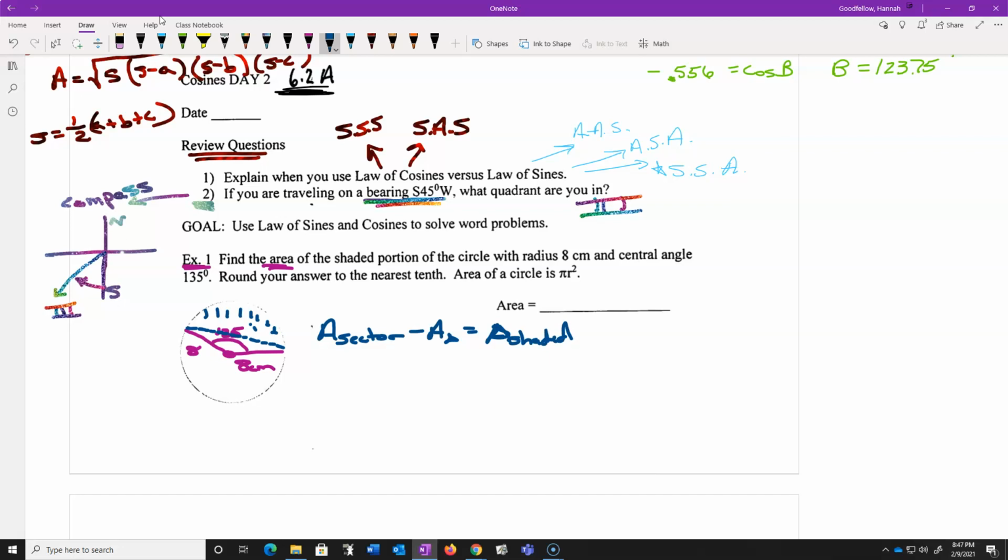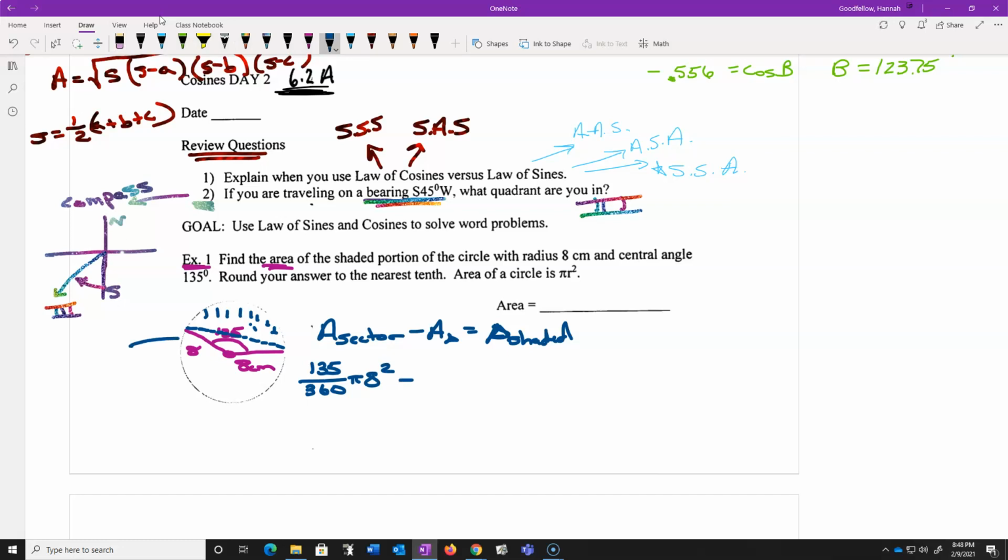A sector is calculated by doing the central angle, 135 divided by 360, because it's only a portion of a circle, times pi r squared. All right, that seems like a pretty straightforward deal here. I'm going to change the r on this one to 8, because I know that it's 8 squared, minus the area of the triangle.